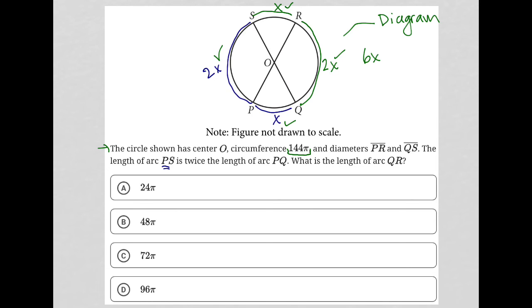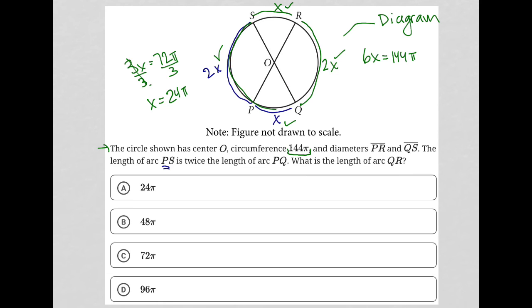I can say, well, I have 6x is equal to the 144 pi. Obviously, I could have also said, well, just looking at half of the circle, I'd have 3x is equal to 72 pi. Neither option is better than the other, by the way. So I'm going to use this one: I can divide by 3, and I have x is equal to 24 pi.